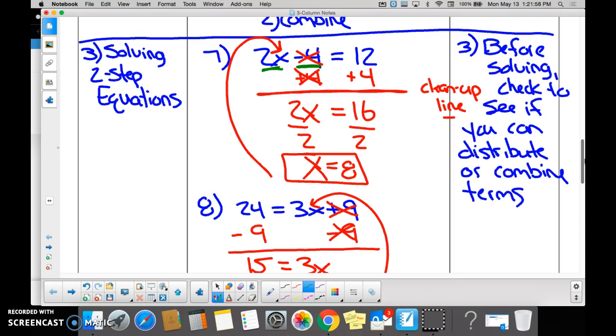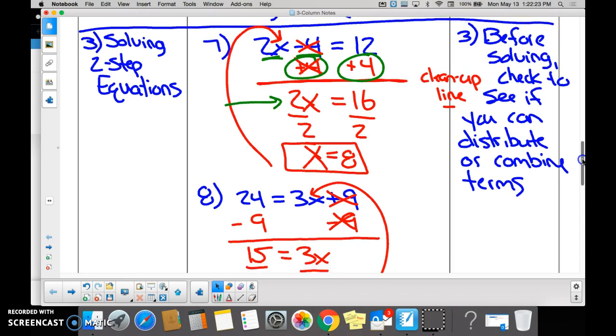Why did we decide to add 4 first? Melissa? Because it's the first thing we learn. It's like the easier of the 2 steps, right? Addition and subtraction we learned before multiplication and division, right? So let's get rid of the subtraction by adding. And then we got left with this, 2x equals 16, yes, no? And how do we get the x by itself? Divide by 2, right? Number 8 is very similar.